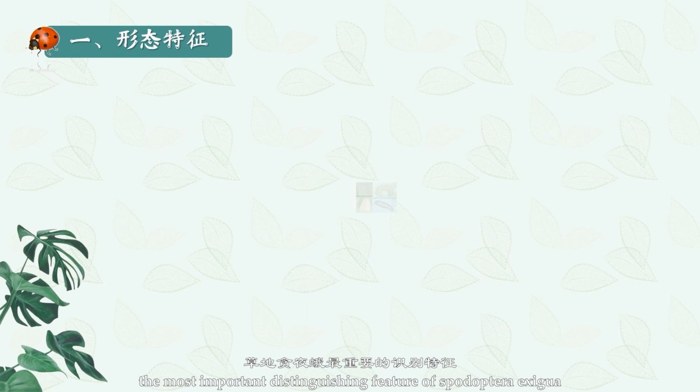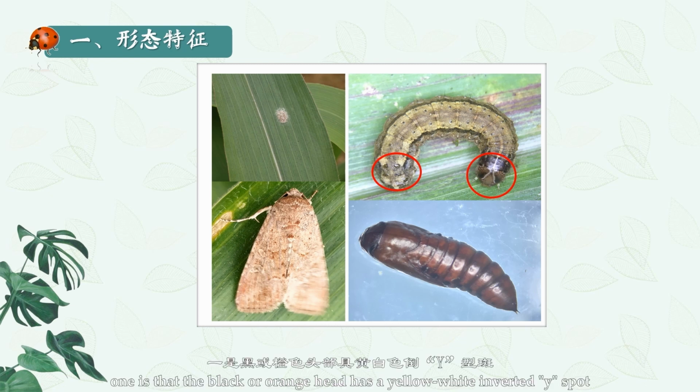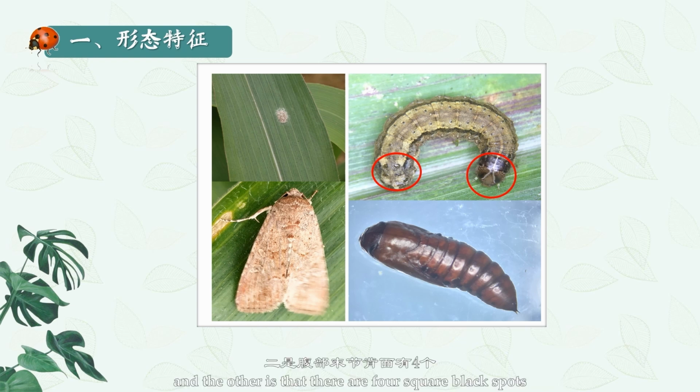The most important distinguishing feature of the fall armyworm is the larvae, which have two main features. One is that the black or orange head has a yellow-white inverted Y spot, and the other is that there are 4 square black spots on the back of the abdominal terminal segment.